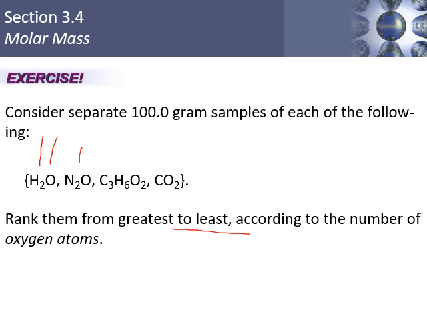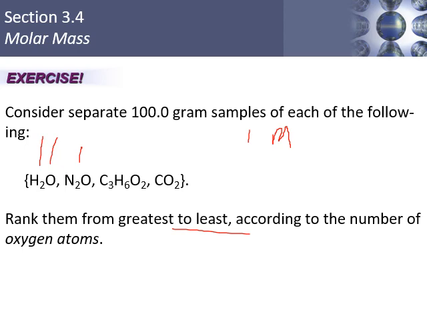For N2O, it would be 44. 2 times 14 is 28, and 28 plus 16 is 44. CO2 is also 44: 12 for carbon plus 2 times 16 is 44. So N2O and CO2 are going to have the same number of moles. So for the first step, what you want to do is find the number of moles, and I'm just going to write M there. So first of all, find the number of moles.